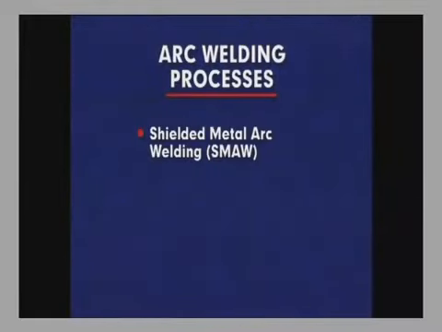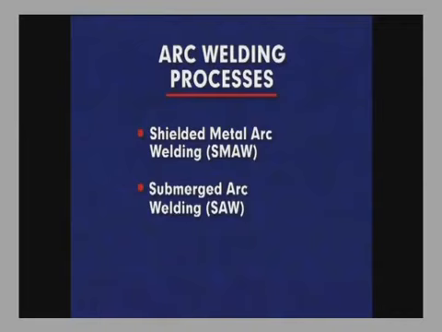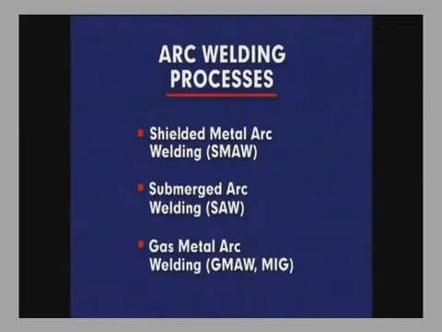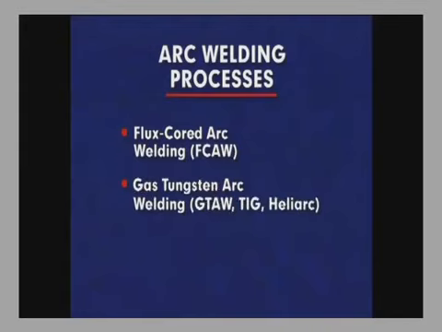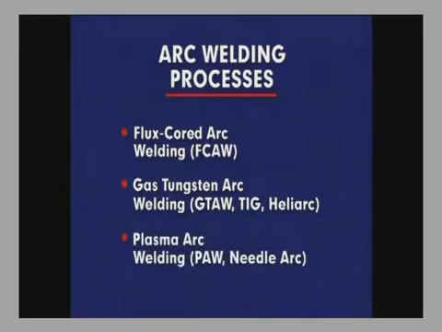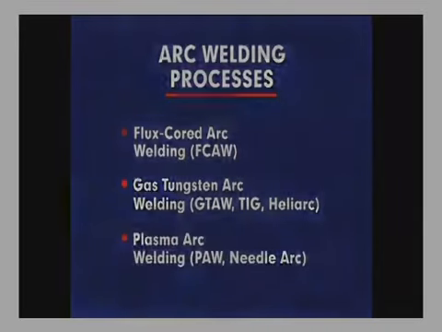Arc welding encompasses a variety of processes, the primary types being shielded metal arc welding, submerged arc welding, gas metal arc welding, flux cord arc welding, gas tungsten arc welding, and plasma arc welding.